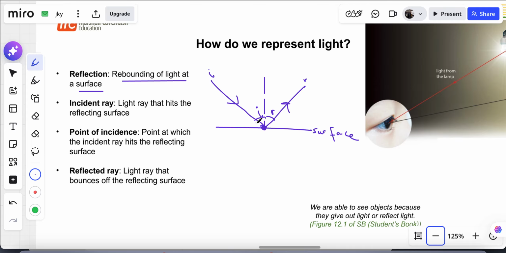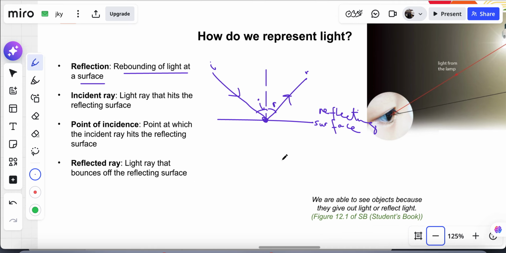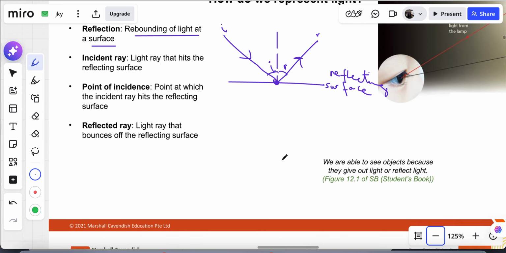The light ray that hits the reflecting surface is called the incident ray. The light ray that rebounds off the reflecting surface is called the reflected ray. So these are about four of them we need to know.